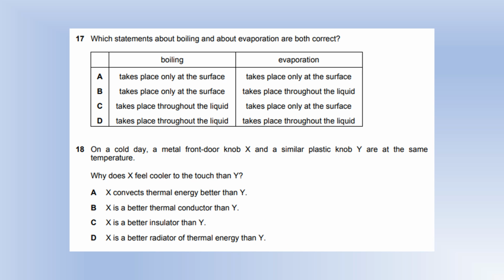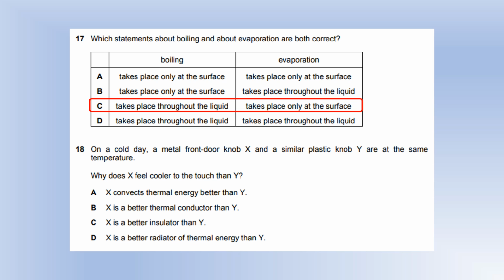Which statements about boiling and evaporation are both correct? So before we even look at them, boiling is when you get a change from liquid to gas at a constant temperature. Evaporation happens at below the boiling point, but evaporation only happens at the surface. So that's what we're looking for. So boiling can happen anywhere, so we can eliminate A and B straight away. But evaporation only happens at the surface, so that's option C.